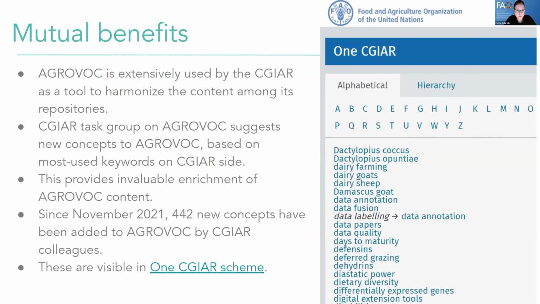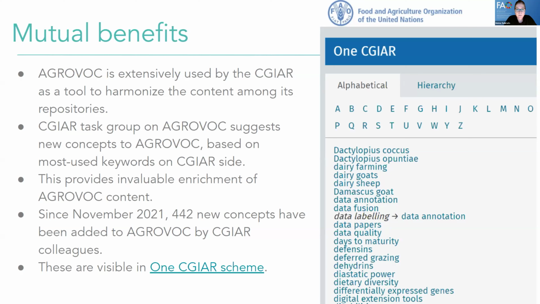For us, it's crucial to talk to researchers directly. Our organization is not a research organization. It has a completely different scope. So to have this bridge between us and a research organization is really important. Since November 2021, we got 442 new concepts from our CGIAR colleagues into Agrovoc.